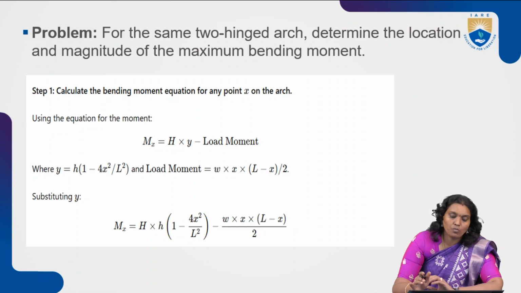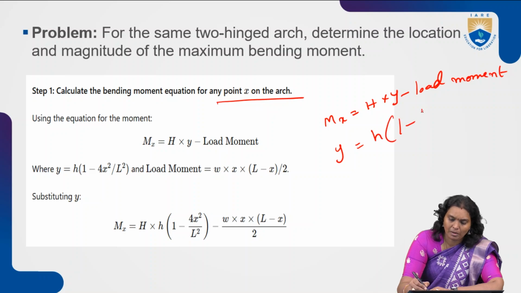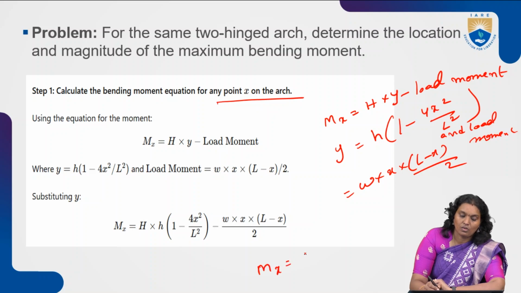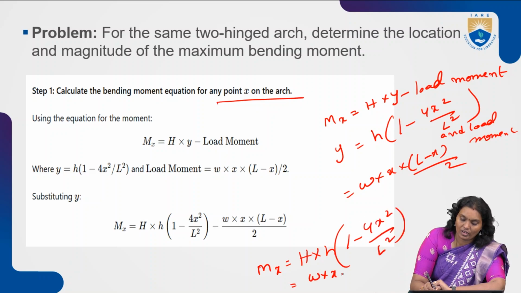So here, calculate the bending moment equation for any point x on the arch using the equation for the moment, M of x is equal to H into y minus load moment, where y is equal to h into 1 minus 4x square by L square, and load moment is equal to W into x into L minus x by 2. So substitute y, M of x is equal to H into 1 minus 4x square by L square minus W into x into L minus x by 2.